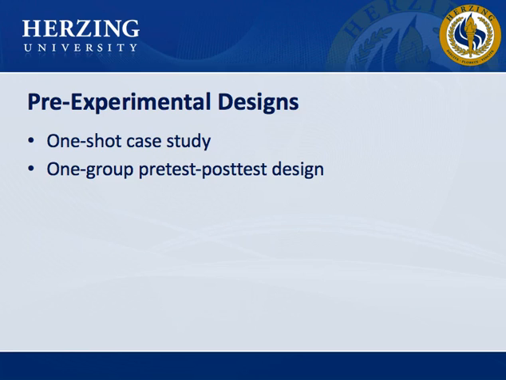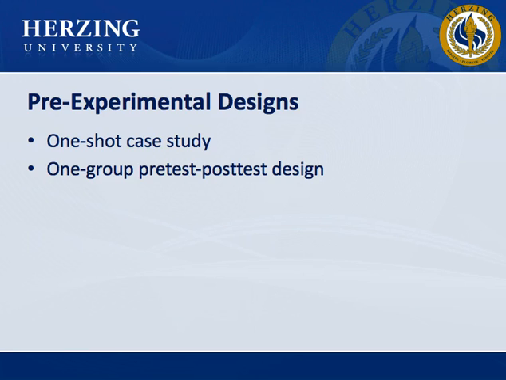Examples of pre-experimental designs are the one-shot case study and the one-group pre-test post-test design. The one-shot case study is a very weak design in which a single group is exposed to an experimental treatment and is observed after the treatment, not controlling for any threats to internal validity.